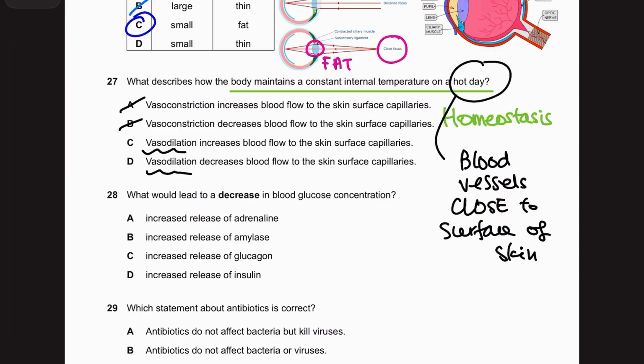And then, keep reading. Vasodilation increases blood flow to the surface. That is correct, right? Because when the blood vessels are dilated, they're nice and fat. When they're fat, they're closer to the surface of your skin, and therefore conveniently lose that body heat to the surroundings and cool you down so that you're not overheating. So therefore, the answer is C. C is correct, okay? Great.